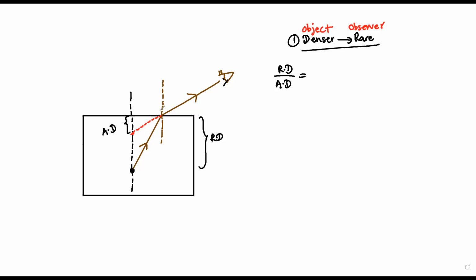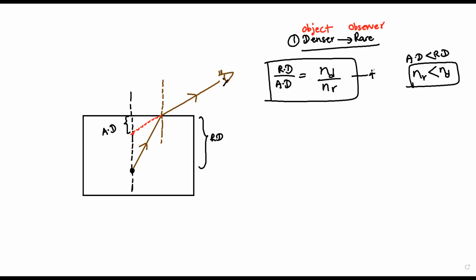See, a real ray coming from this is deviated. And if we analyze this, we can see the apparent depth is much lower than the real depth. And we know the refractive index of the rarer medium is much lower than that of the denser medium. So we can say real depth over apparent depth. Real depth is greater, so ND goes here and NR here is the equation, if it is dense to rare.